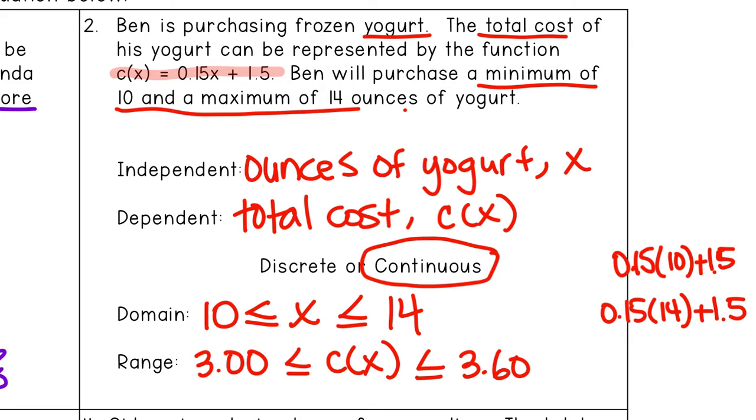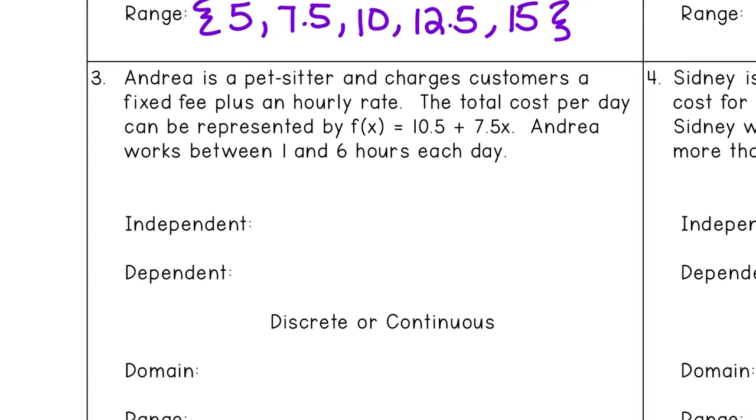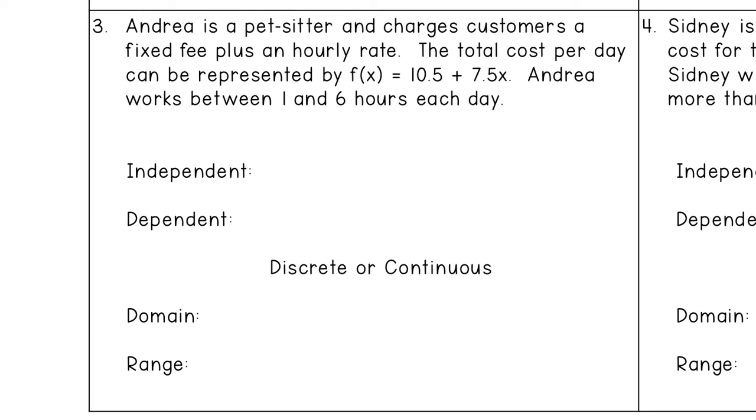Okay, let's look at our next one. It says, Andrea is a pet sitter, and she charges customers a fixed fee plus an hourly rate. The total cost per day can be represented by f of x equals 10.5 plus 7.5x, and she works between 1 and 6 hours a day.